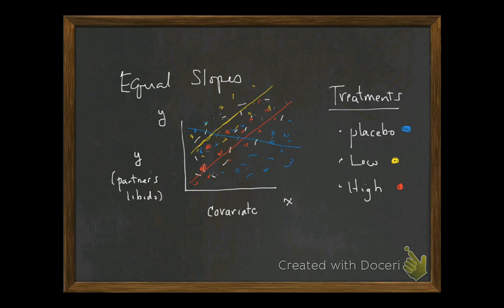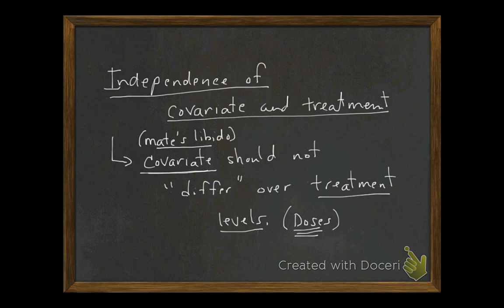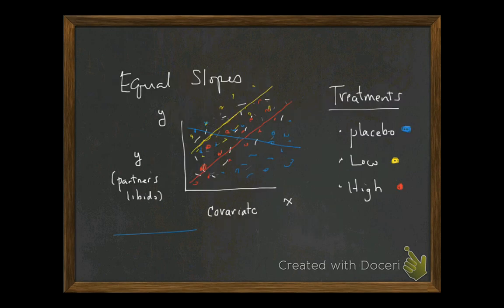So these are things that you're going to run into from time to time. Let me go back and change my thing back to white here. But again, we want independence of the covariate and the treatment, and we want equal slopes. Now, there's a really fancy way to test this equal slope assumption, and I'll point that out to you.